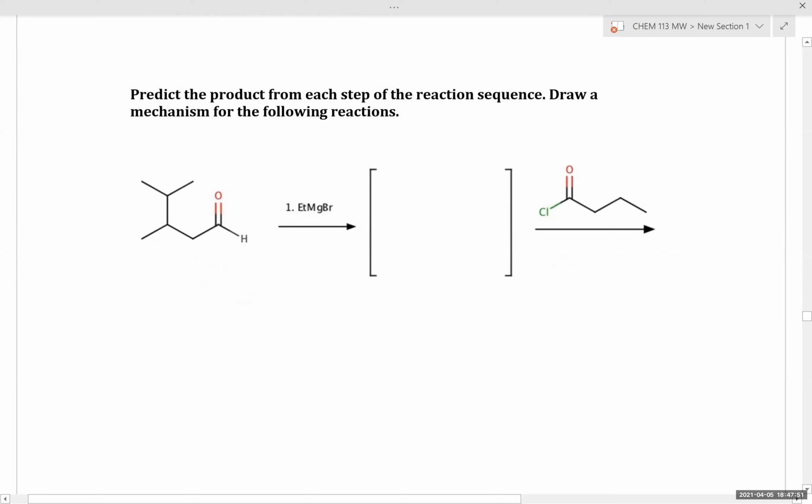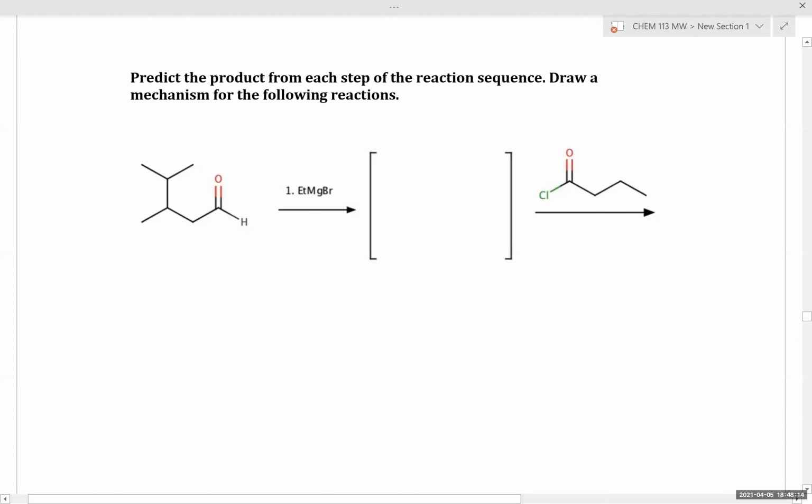let's look at one other example where we can apply this idea of Grignard addition into aldehydes and ketones, followed by both Williamson ether synthesis reactions and also acylation reactions. So in this case, we're looking at Grignard addition into an aldehyde, and this time we're trapping our alkoxide ion generated from the aldehyde with an acyl chloride.